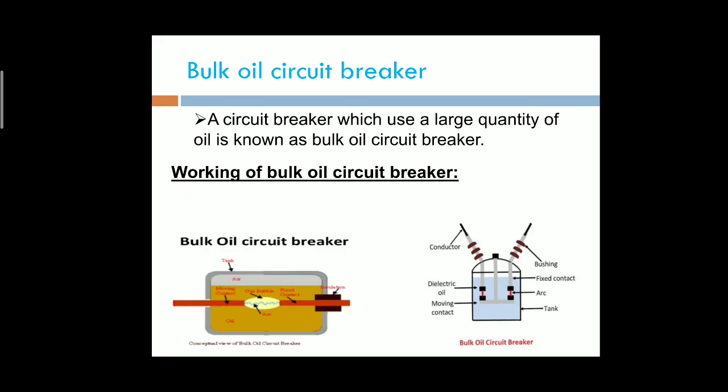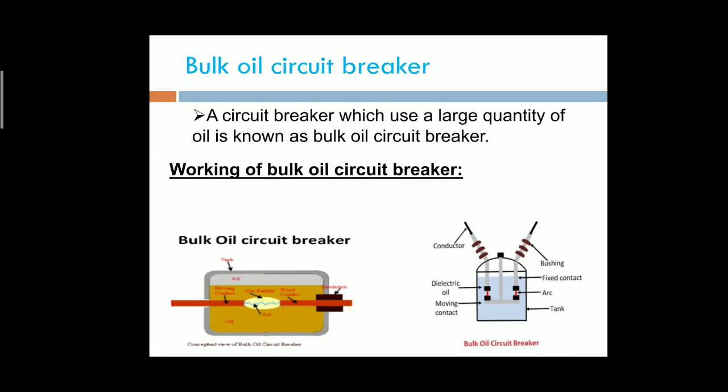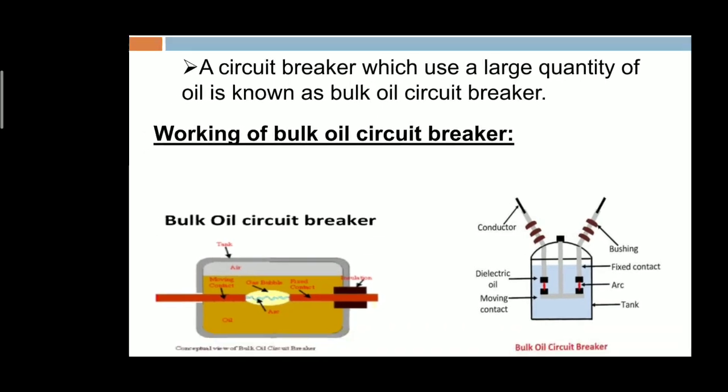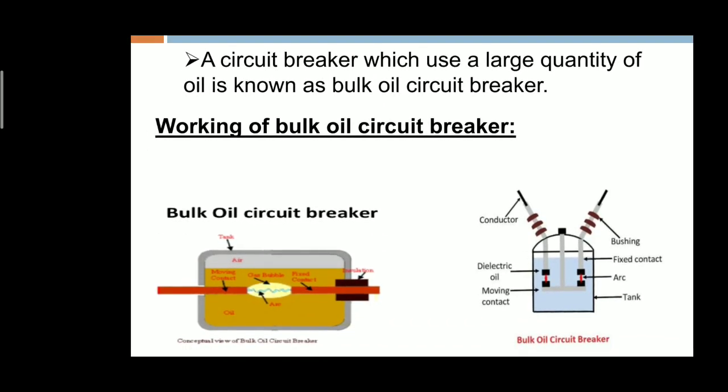Next, this is the basic constructional diagram for the bulk oil circuit breaker. The breaker is filled with a large quantity of oil. This is the moving contact and this is the fixed contact. This is the overall tank, and three-fourths of this tank is filled with oil.